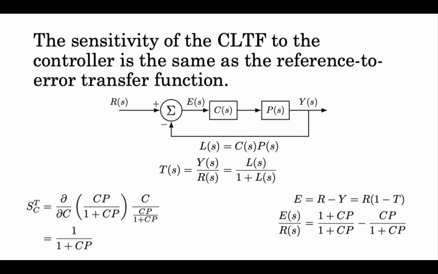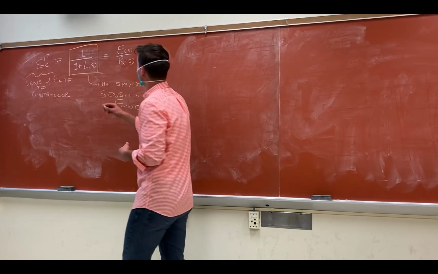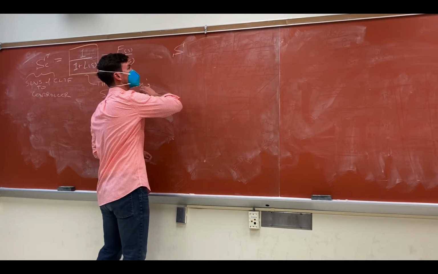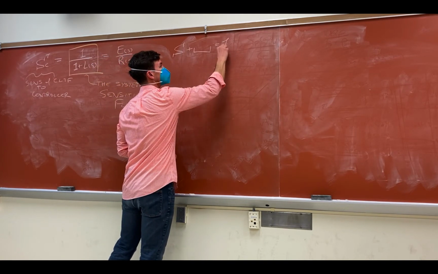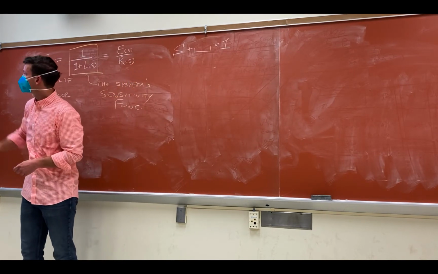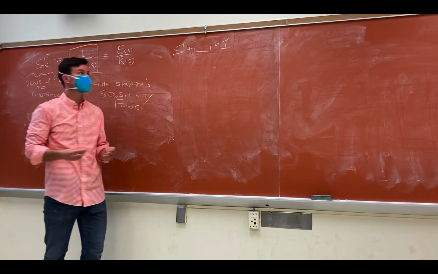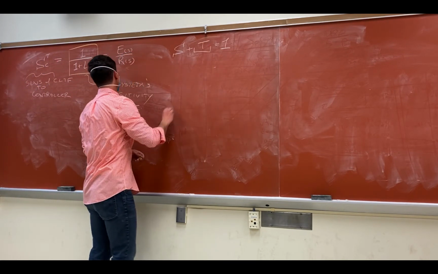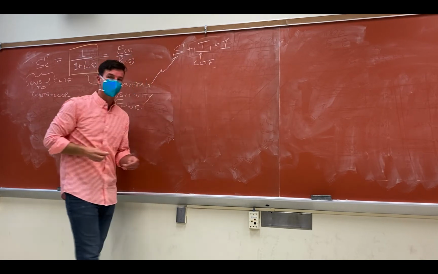Compare the sensitivity function with what's called the complementary sensitivity function. Complementary in the sense that they sum to 1. So if I take the sensitivity function and add it with something, I get 1. That one thing is CP over 1 plus CP, which is the closed loop transfer function. So this is known in some circles as the closed loop transfer function.